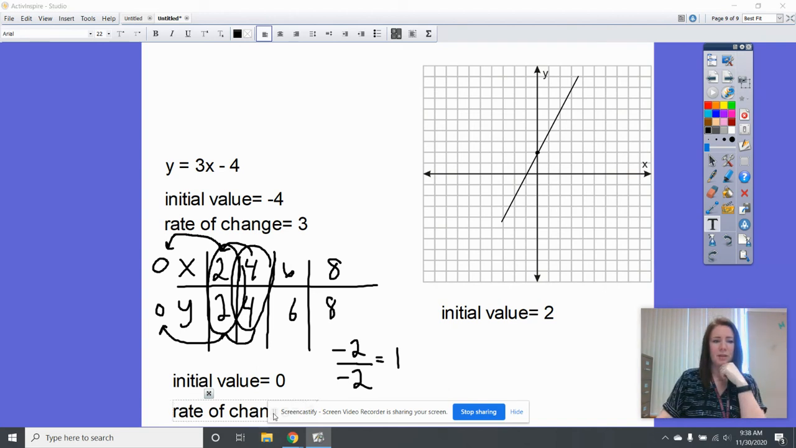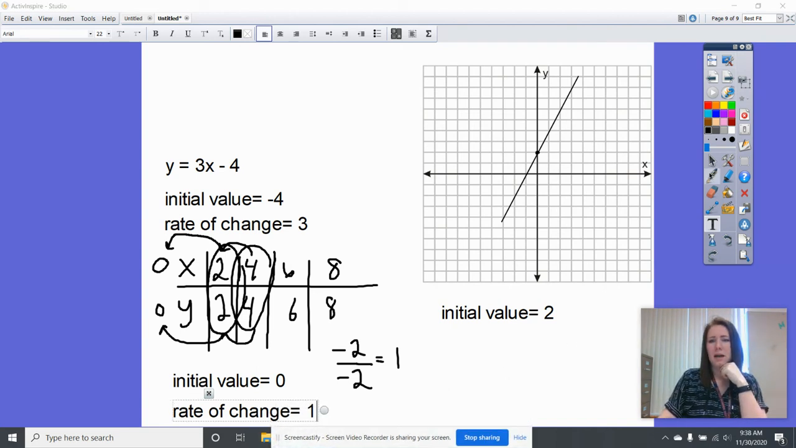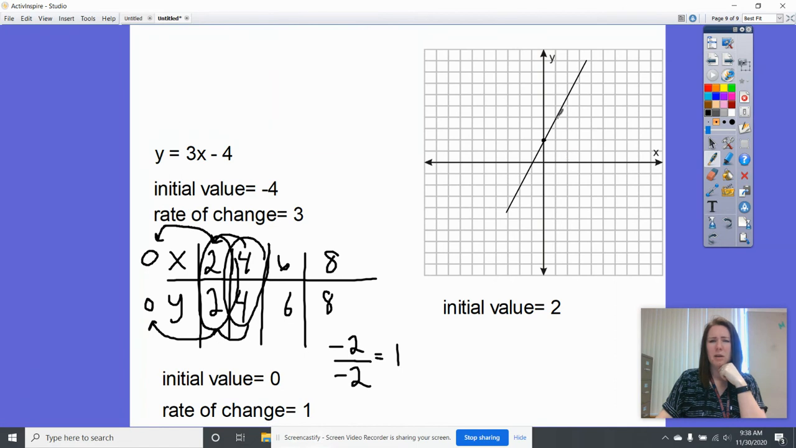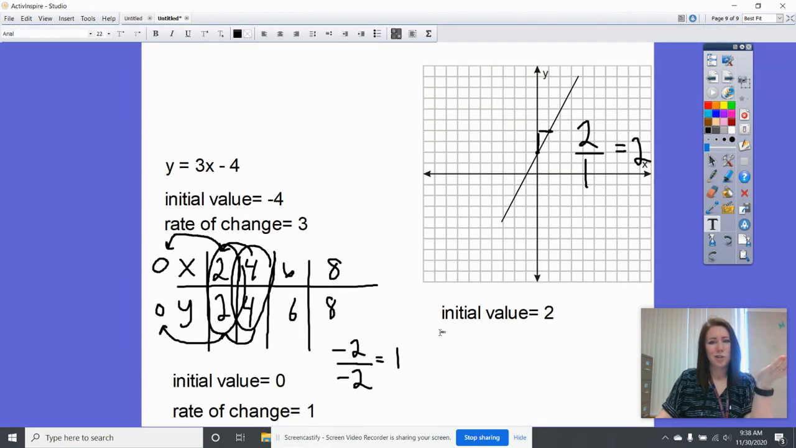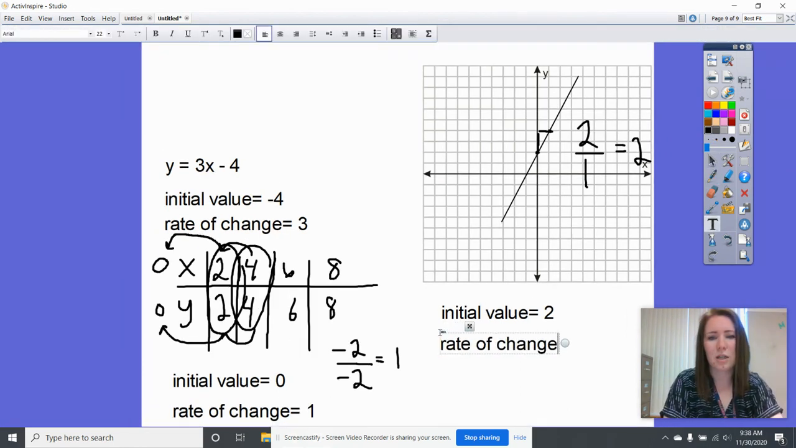Let's see if I can move that. Yep. And then our last one is going to be this graph. Find 2 nice points, doesn't matter where they are. Rise over run, I go up 2 to the right 1. So 2 over 1, I can simplify to just 2. So my rate of change, which is just my slope, is 2.